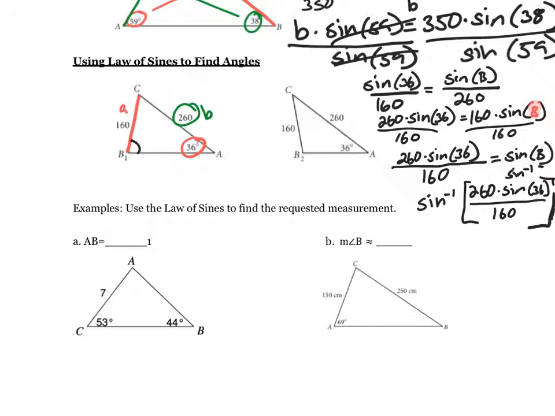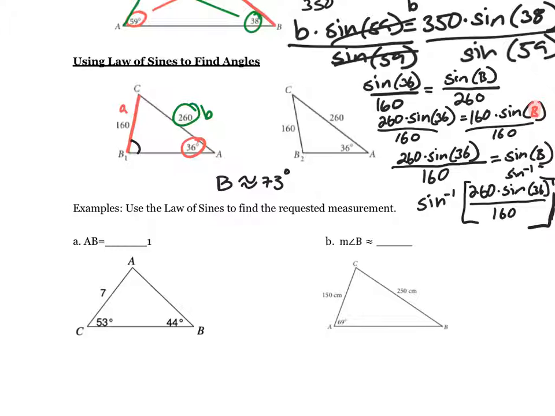Okay, pause the video, type it in your calculator, see if you can get all that in there correctly to get the right answer. And I am getting that B is approximately, we'll round to the nearest whole number here, 73 degrees. Okay, now I want to show you something special that's going on here.